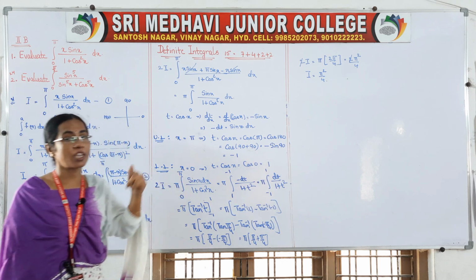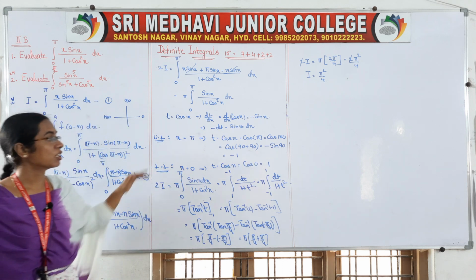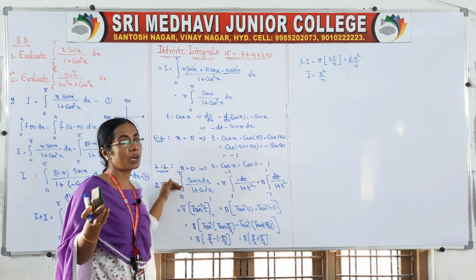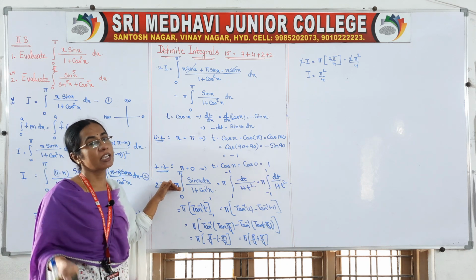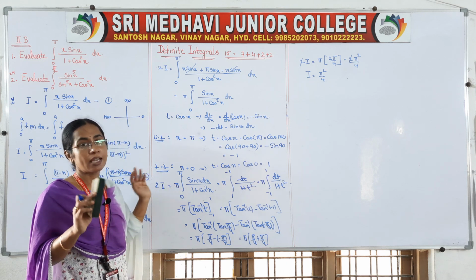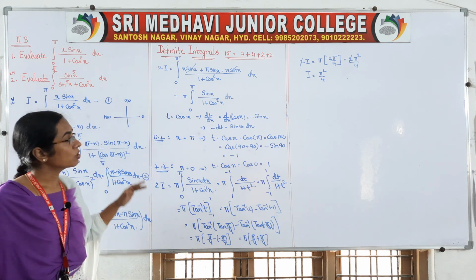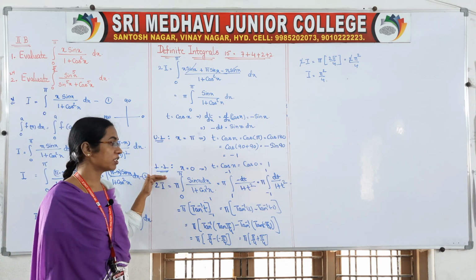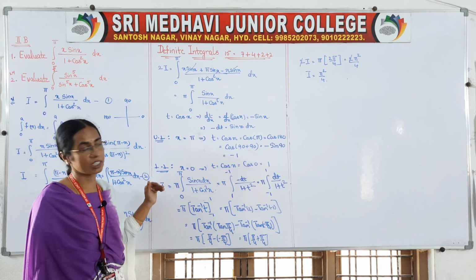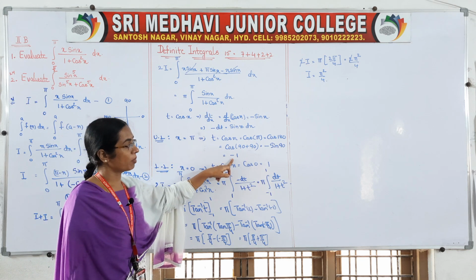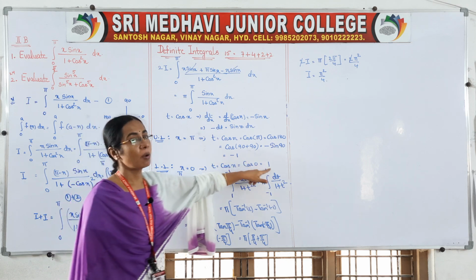That means we applied the substitution, so we have to change the limits also. Remember this point: in definite integrals, whenever we go for substitution, we have to change the limits also. So we are converting the problem in terms of t, so limits also must be in terms of t. So t is equal to minus 1 to t is equal to plus 1.